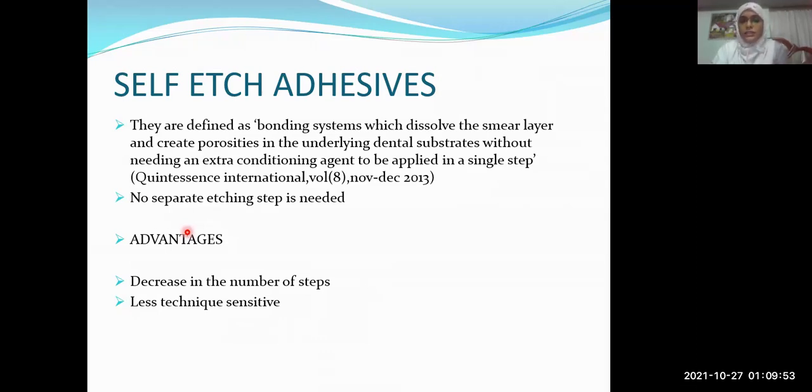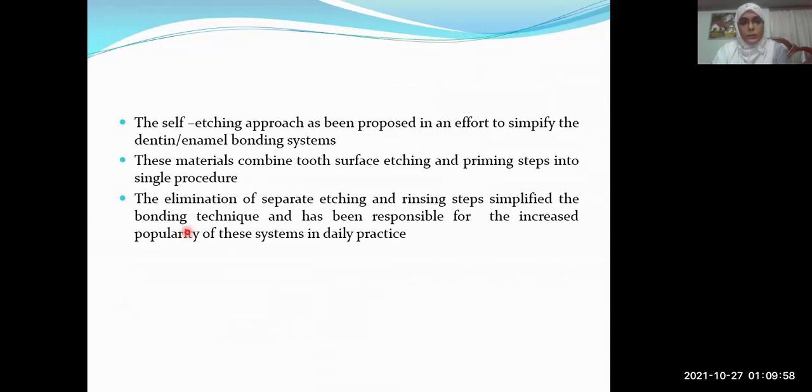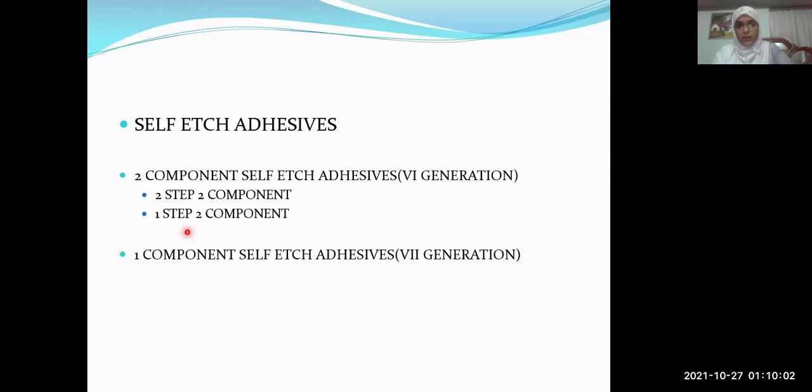Okay, so it's less technique sensitive, so the number of steps naturally decreased. So it just simplifies the entire procedure as such. So with self-etch adhesives, you either get a 2-component self-etch adhesive where you have 2 components applied as 2 steps, or 2 components mixed together and applied as 1 step. Or you can go for the 7th generation, which is just a 1-component self-etch adhesive. So everything is made simple in the 7th generation.